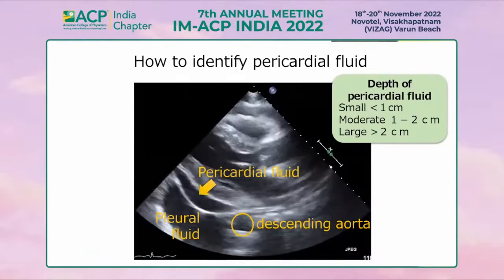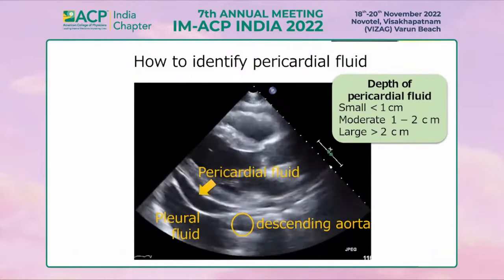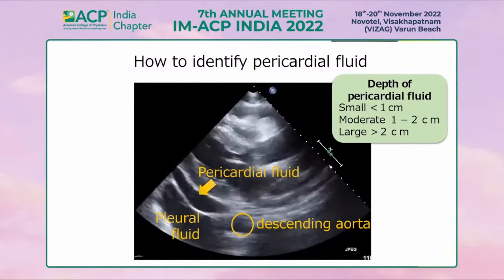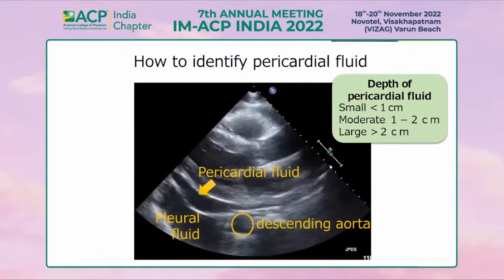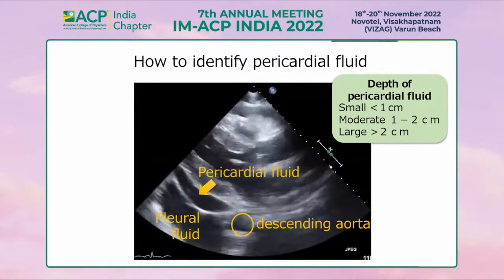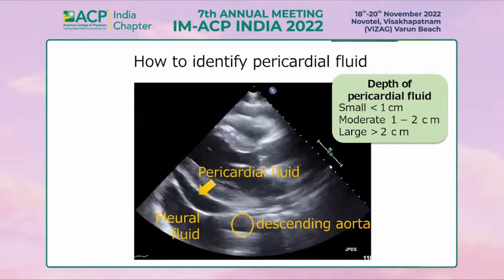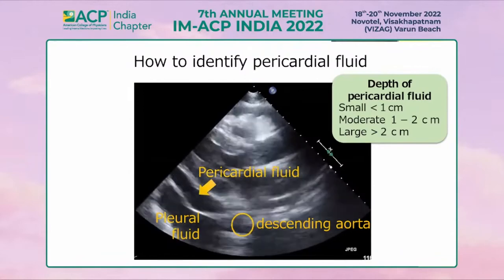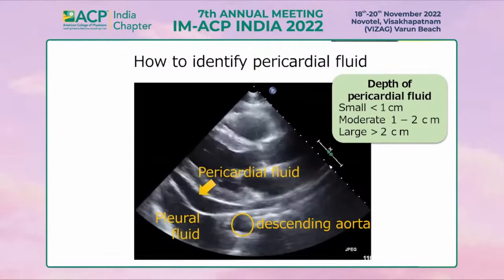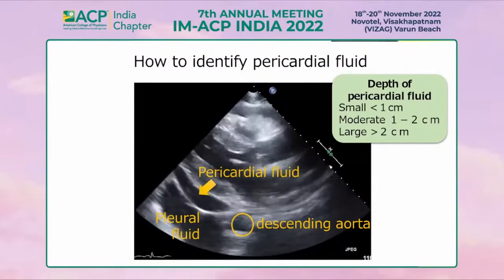Pericardial fluid is sometimes difficult to distinguish from pleural fluid. The first step in distinguishing it is to identify the descending aorta in a PLAX view. The fluid that is close to the heart side from the descending aorta is pericardial fluid, and the fluid that leaves the heart side is pleural fluid.